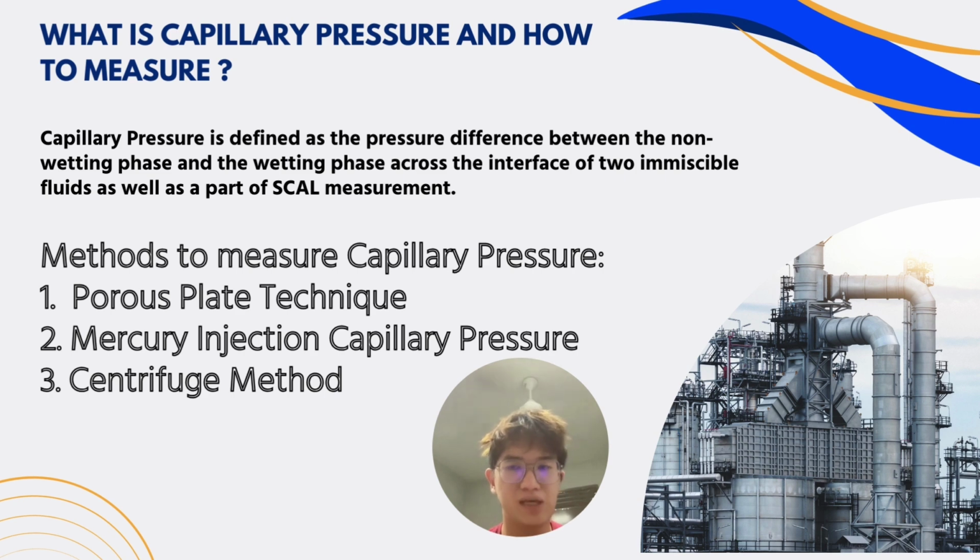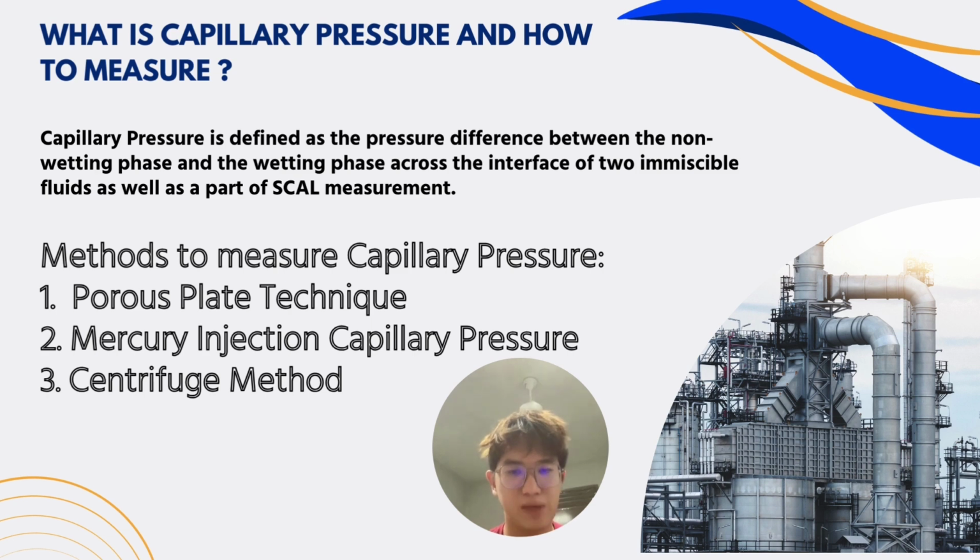However, the MICP method comes with a few disadvantages. First of all, it would damage the core sample as we are using mercury. Next, the MICP method is sometimes slightly inaccurate as we need to convert the lab measurement capillary pressure into the reservoir capillary pressure.